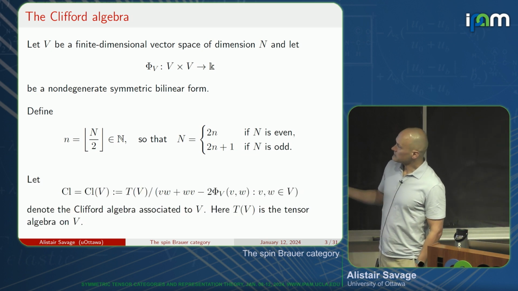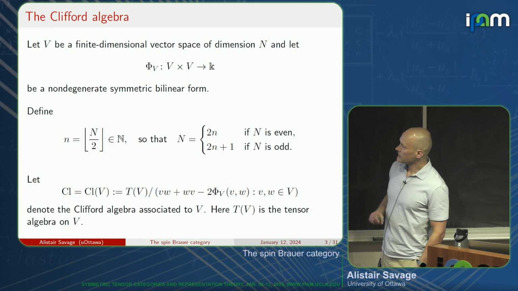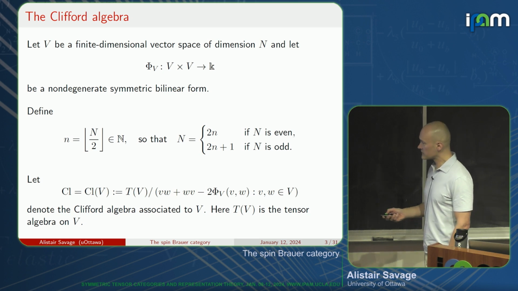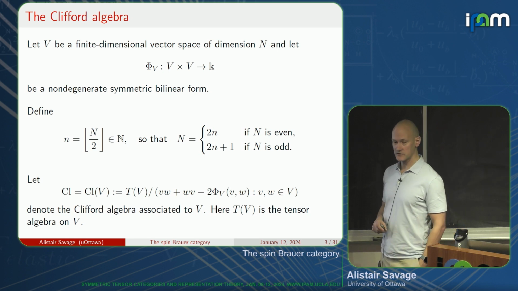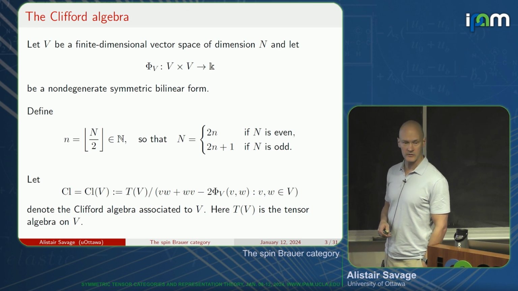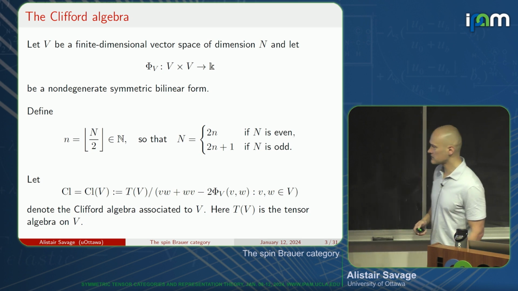Associated to this finite dimensional vector space with a non-degenerate symmetric bilinear form, we can associate a Clifford algebra. The Clifford algebra is: we take the tensor algebra of this vector space, and then we mod out by these relations. So basically this form is telling us how v and w anti-commute in our algebra. So that's our Clifford algebra.